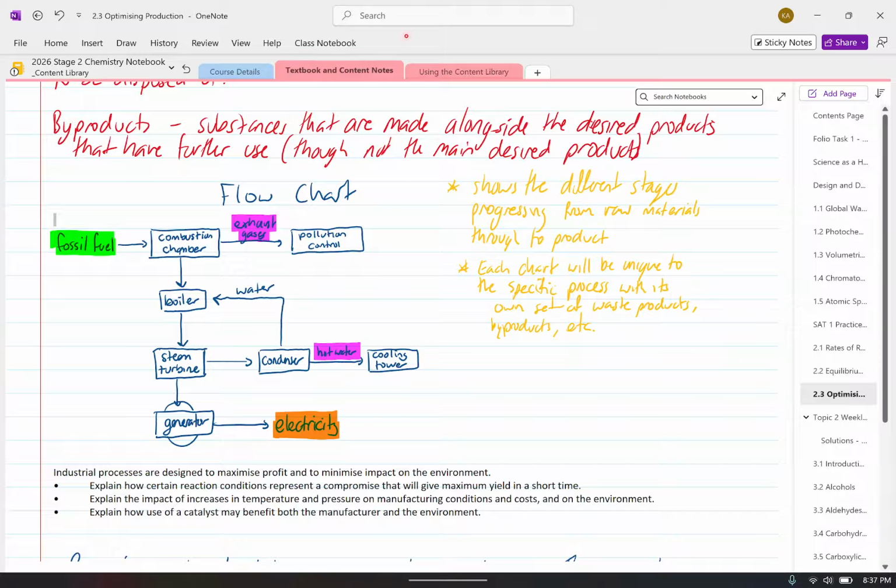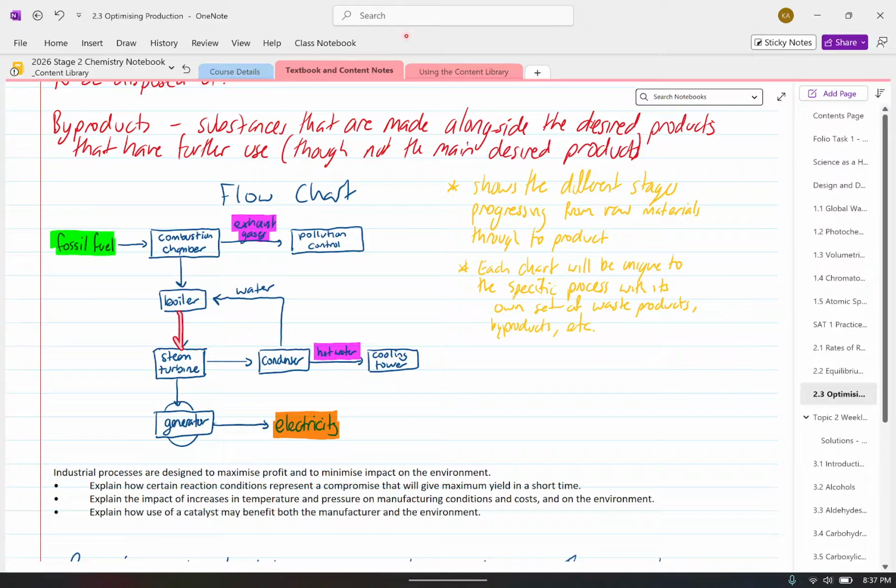Now, for the main set of reactions, we have a combustion chamber, and that is connected to a boiler. So this boiler is going to use the heat from that combustion chamber to heat some water. Now that water, once it gets heated up enough, will turn into steam, and it'll spin a steam turbine. Now we'll just finish off the system first. That steam turbine will connect to a generator, which will spin that, which will generate electricity, which, as I mentioned earlier, is our product.